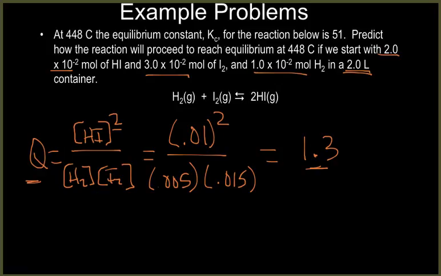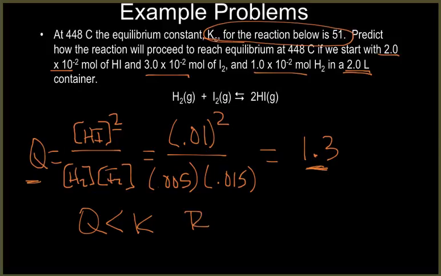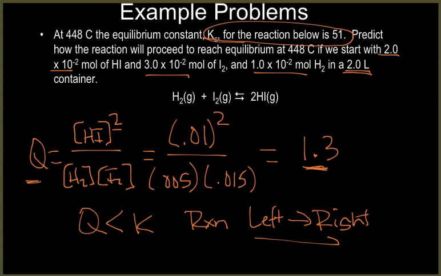Okay, so it told me up here that my K value is 51. So Q is 1.3, K is 51. So in this case, Q is less than K. So that means the reaction will go from left to right. Since Q is less than K, it will proceed in the forward direction to reach equilibrium.